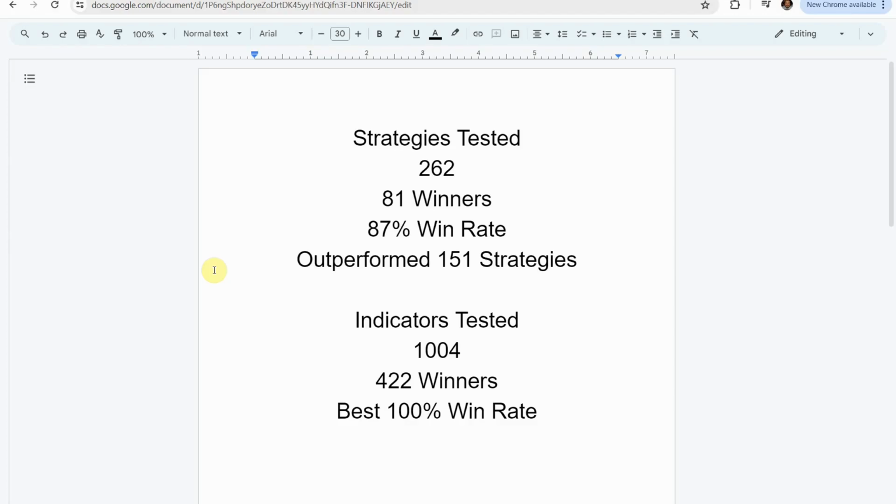Alright, as I said, today we will be testing a 5-minute crypto scalping strategy. Before we do though, I wanted to put the testing scoreboard up for everyone to see. So to date, we have tested a total of 262 different strategies, with 81 of them being winners. The best one so far was able to achieve an 87% win rate. That was achieved using the Academy of Forex indicator. And so far, since we've been keeping track, it has outperformed 151 of the other strategies that we have put it up against, every single one so far. We've also tested a total of 1,004 indicators, with 422 of them being winners.